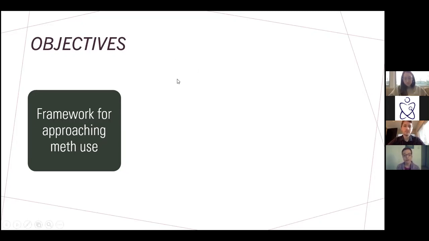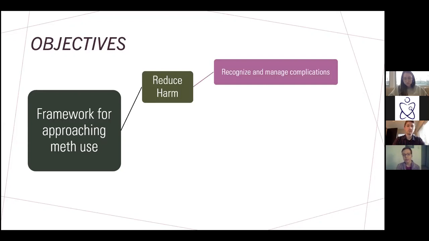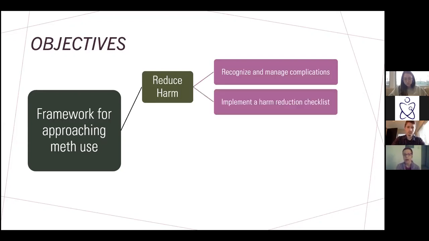Okay, and so holding that, again, there will be 3 different areas that we'll talk about. The first is when you're meeting a patient at the bedside, what are the things that you can do to reduce harm in that interaction, engaging with them as a healthcare provider? Specifically, we'll talk about recognizing and managing complications associated with meth use, and then implementing a harm reduction checklist for any patient who has a substance use disorder.